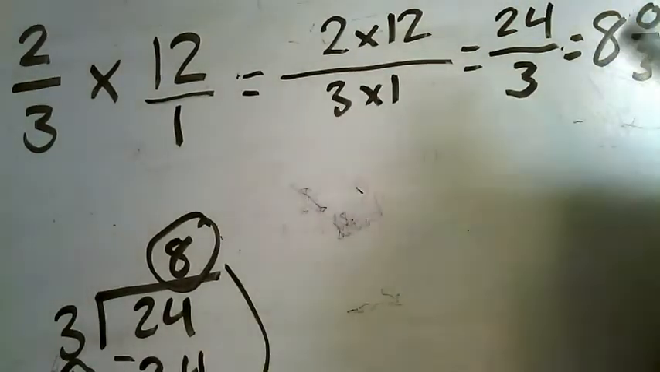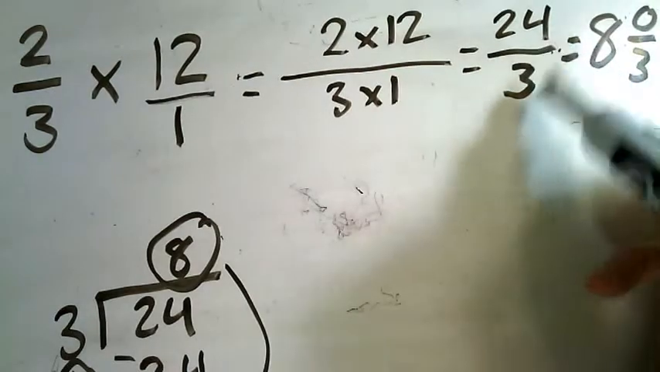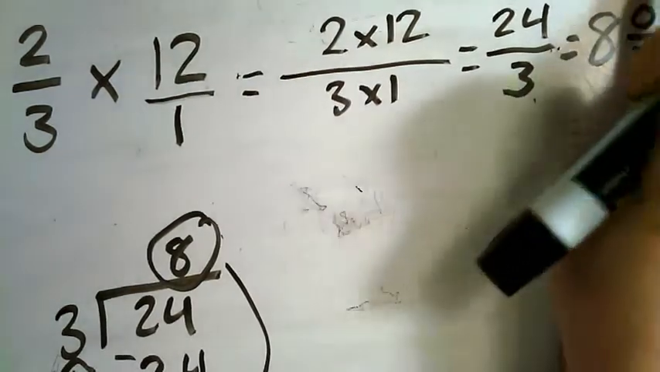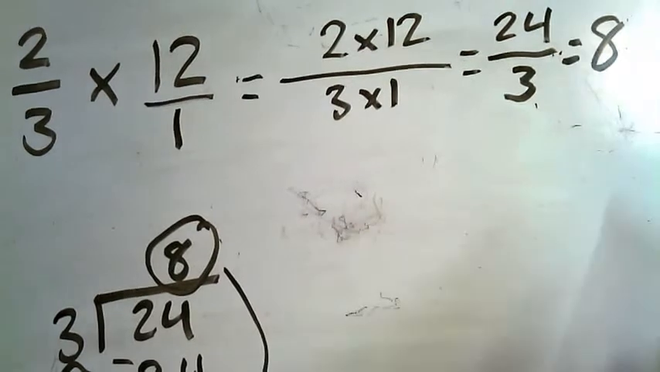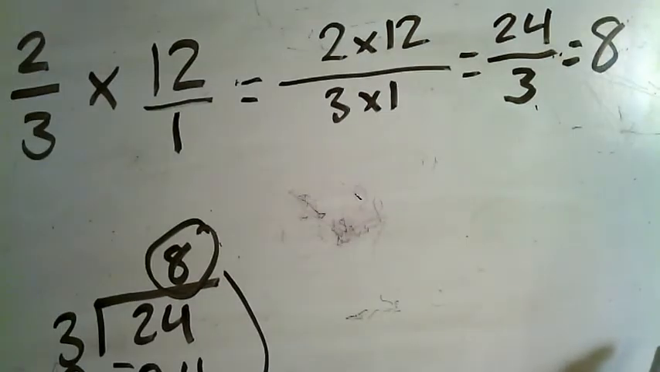Or we can just ask ourselves 24 divided by 3 equals 8. And we don't really need that 0 thirds because all it means is there are 8 wholes. So that was a quick review of using the standard algorithm for multiplication of fractions.